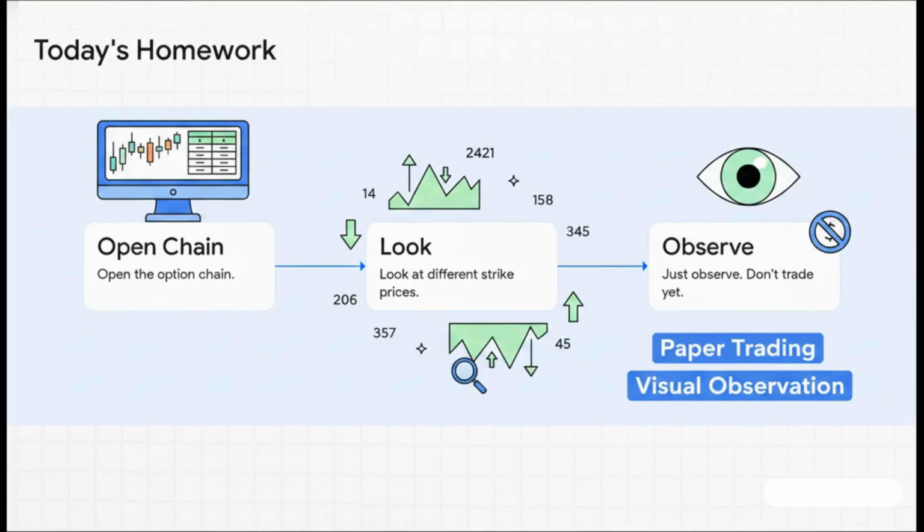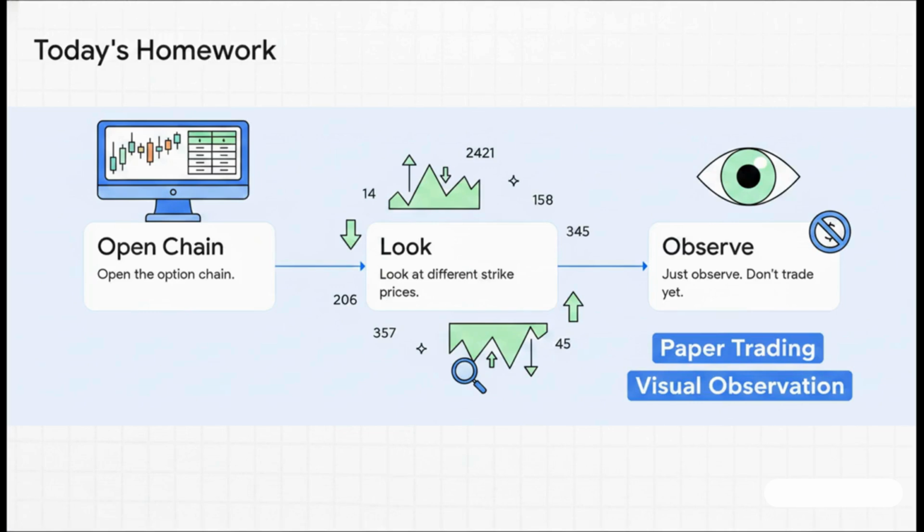Okay, we have covered a huge amount of ground today, and I'm so proud of the focus you're bringing to this series. Before we wrap up, I've got a tiny bit of homework for you. Don't worry, it's the fun kind. Today, I want you to log into your brokerage account, or really any free financial website, and open up an options chain for a stock you follow.